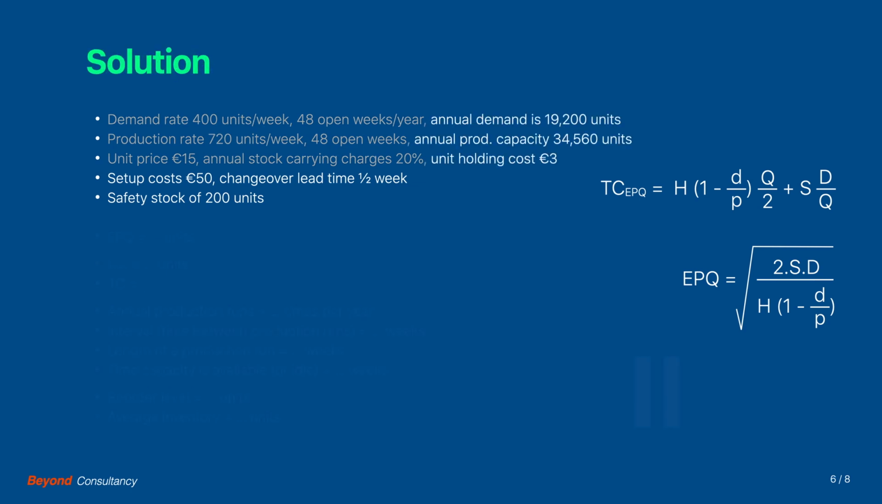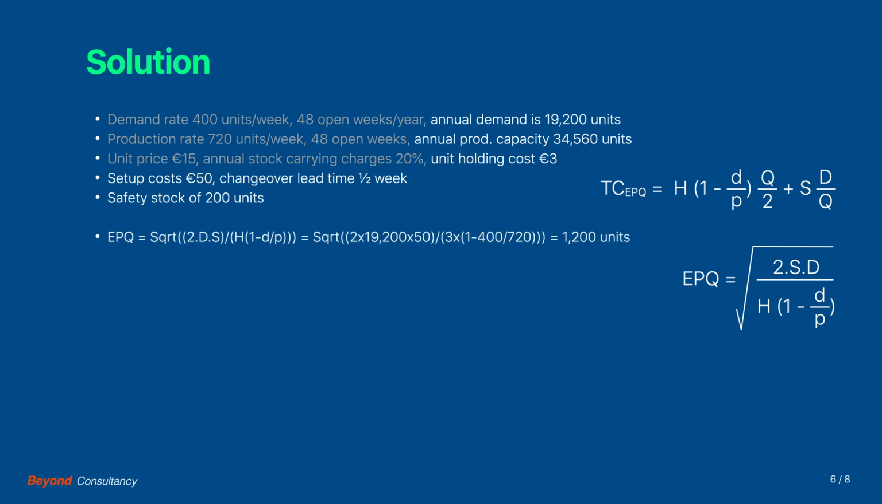Let us continue. We need to complete the input data first. The annual demand D is determined by the 400 units per week times 48 weeks, and it is 19,200 units per year. The annual production capacity likewise is 34,560 units. This is definitely larger than the demand. The inventory holding costs are determined by multiplying the unit price of €15 with the 20% carrying charges, resulting in €3. We are now ready to input these into the various formulas.